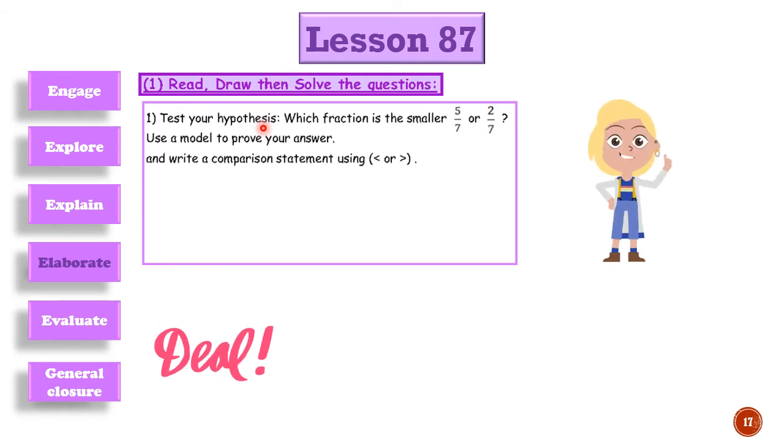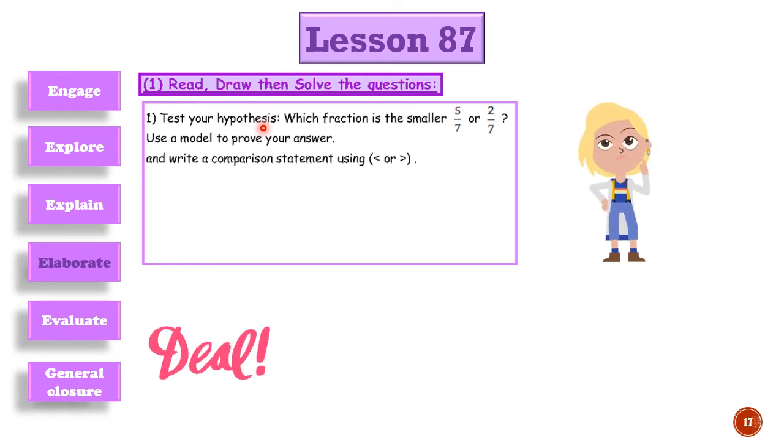Okay, how you think about it, how you think about solving it, using any model, using any way. Okay, which fraction is smaller, 5/7 or 2/7? Use a model to prove your answer and write a comparison statement using smaller than or more than.